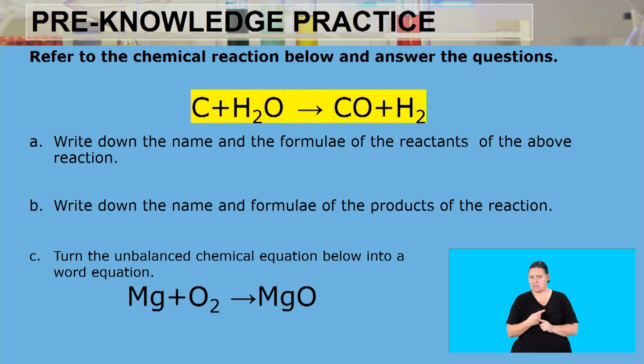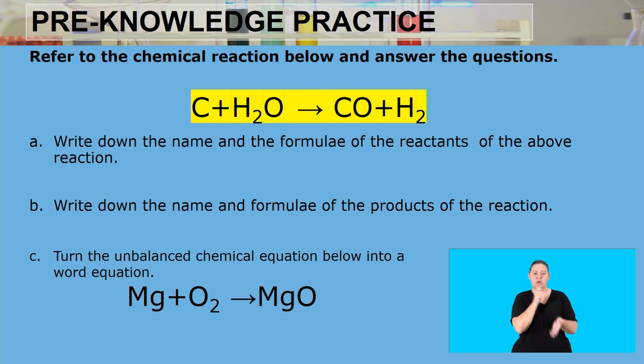So these questions that we have here are asking us certain questions based on what we already know. So let's see if we can answer these questions. Refer to the chemical reaction below and answer the questions. We are given this chemical reaction between carbon and H2O. So carbon C plus water H2O reacting to form CO plus H2, carbon monoxide and hydrogen gas.